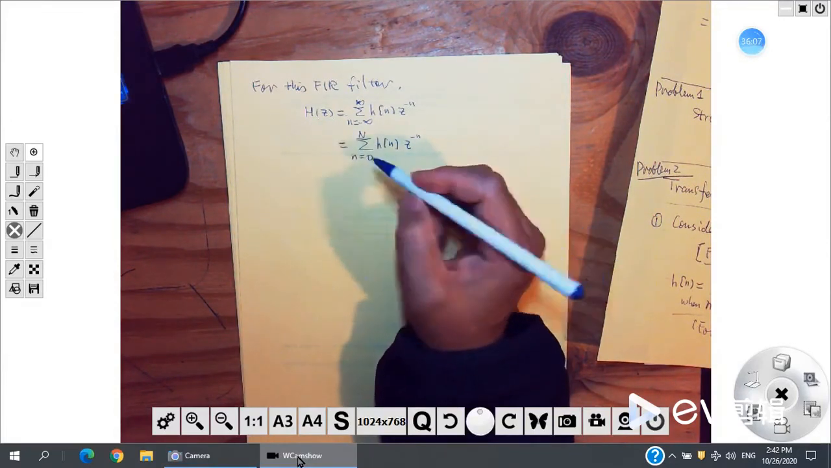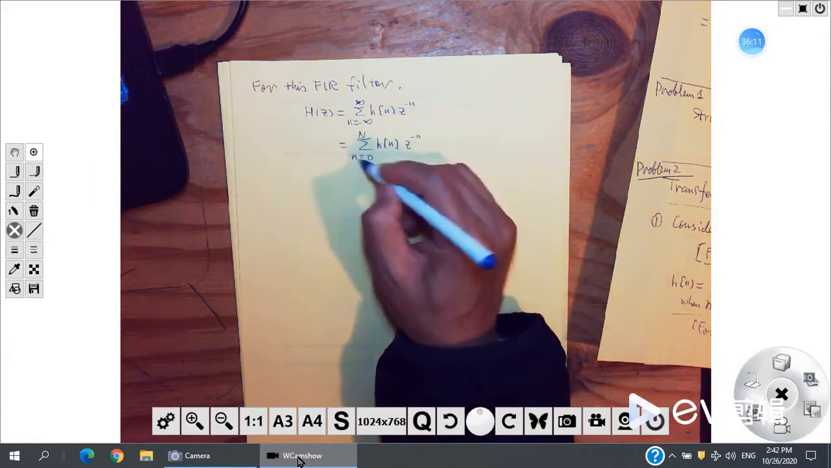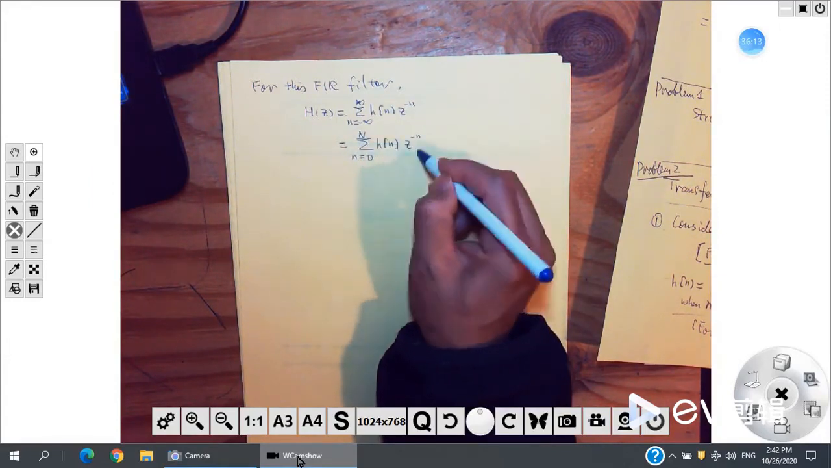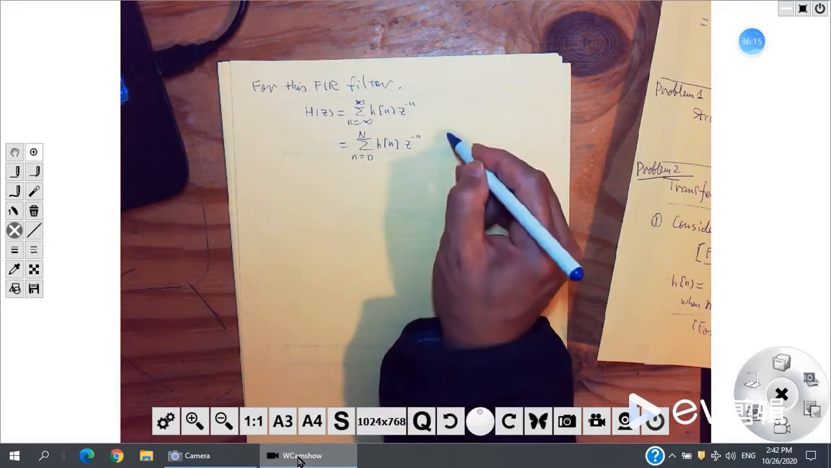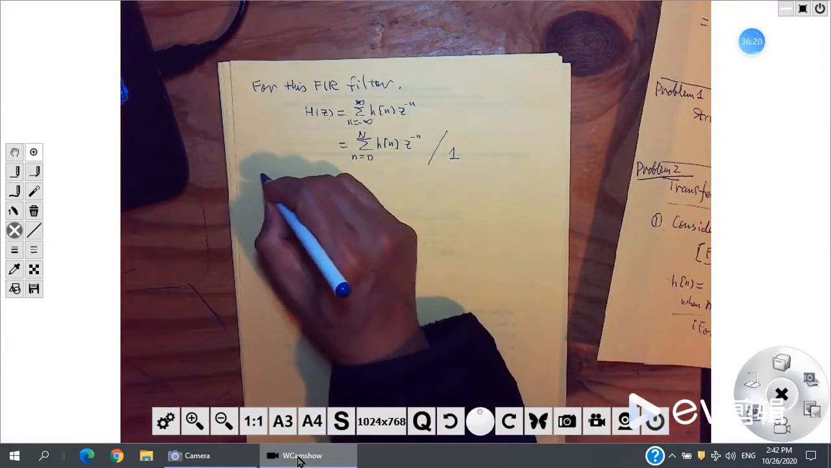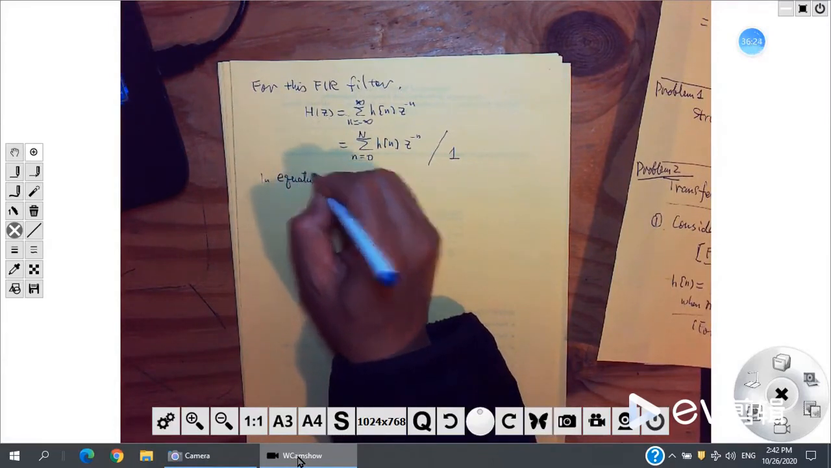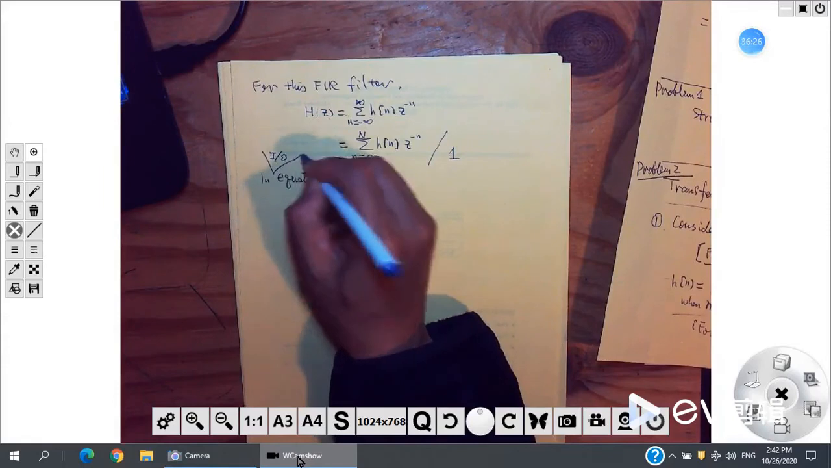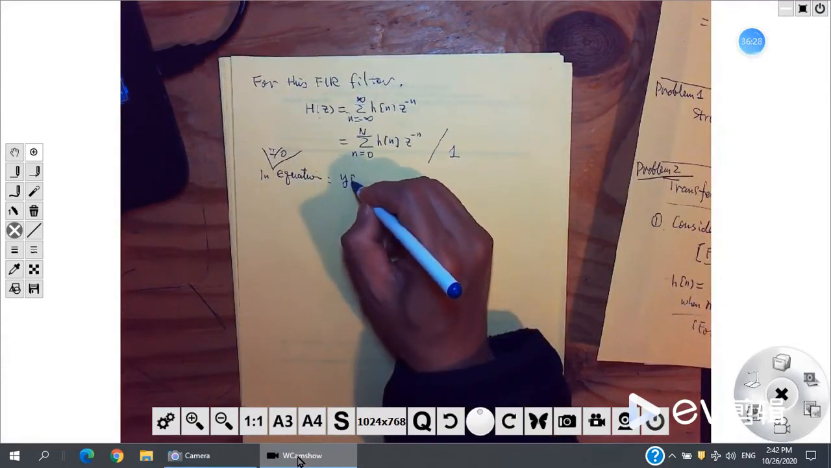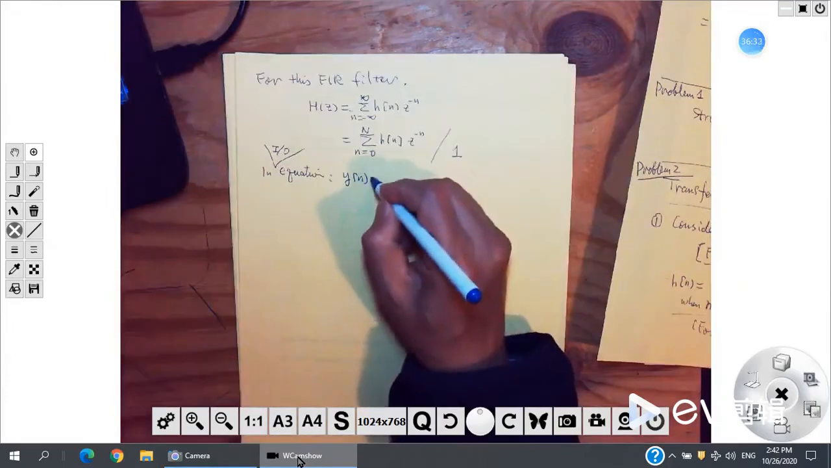Then we can write this in an equation. What will be the equation? You see, this is a fraction. Numerator, this is just the numerator. Denominator is what? It is 1. Right? So in the IO equation, the output equation, we will have y of n, just y of n. Here's 1. So this is just y of n. We're equal to all of these.